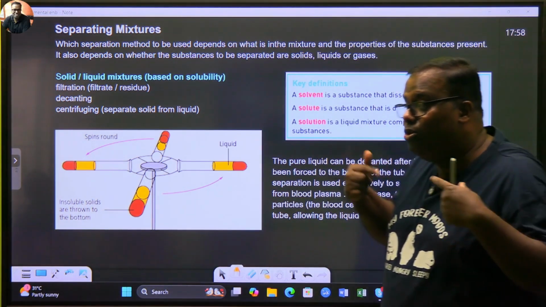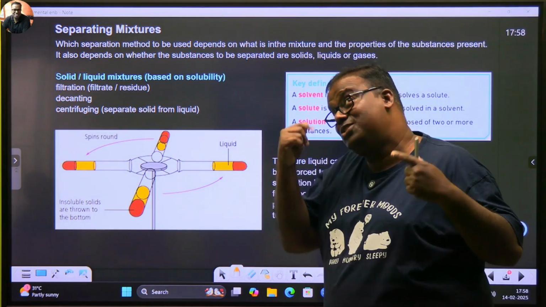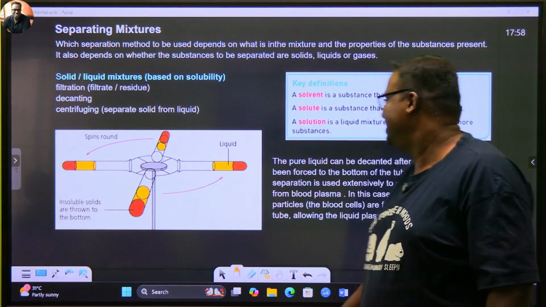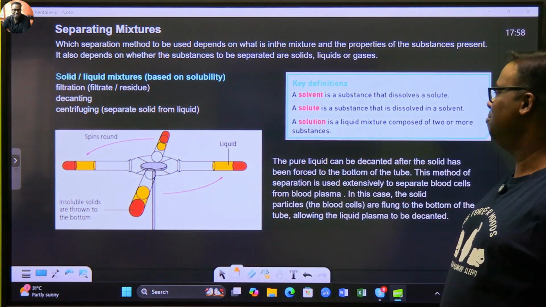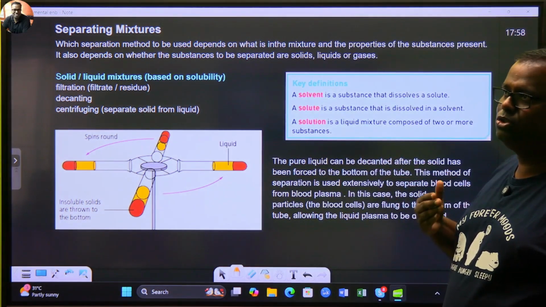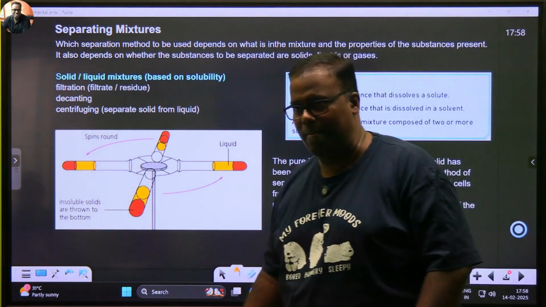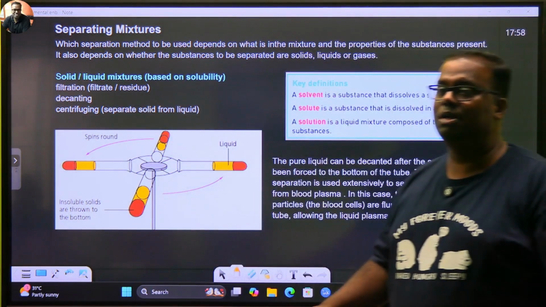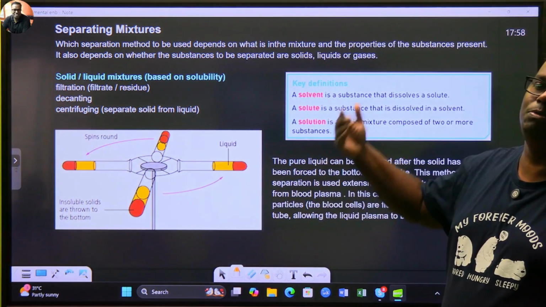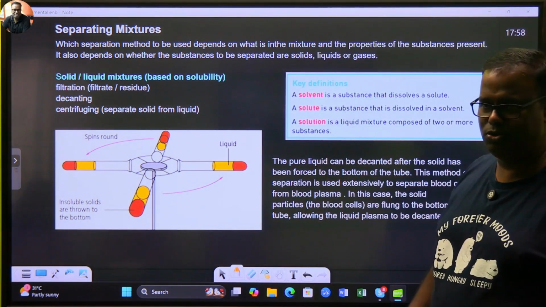Generally, the word is solute, so what comes to our mind is solid. No, it's not like that. Right. And a solution is a liquid mixture composed of 2 or more components. Generally, if it is 2 components, we call it a binary solution. And if it is more than 2, then it becomes a tertiary solution, or maybe more. So usually we deal with binary solutions itself.